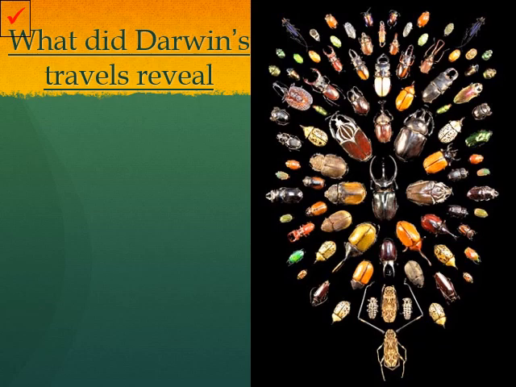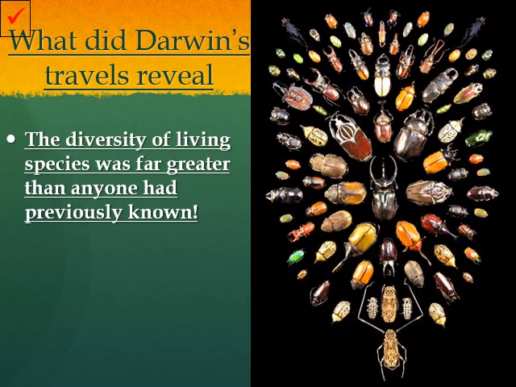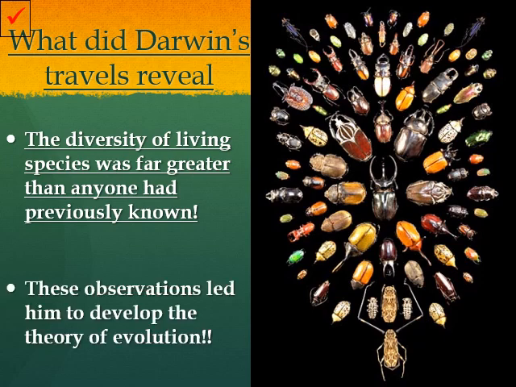What Darwin's travels revealed was that the diversity of living species was far greater than anyone had previously known. And these observations helped him develop his theory of evolution. If you take a look to the right here, these are all variations or different species of beetle. Now, granted, this does not encompass all the varieties of beetle, but there's a significant amount of diversity here. Imagine seeing that for the first time, discovering all these unique species, and how many different variations there actually were. I can only imagine.